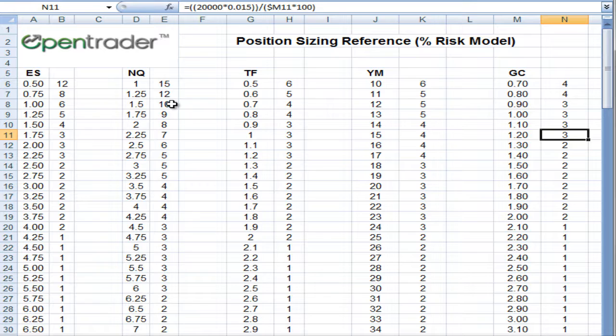So each one's different. Now when you add your own instrument to this page, other than inputting your own account and percent, you just make sure you're using the right point value for the instrument. Now if you're trading stocks, it's simple. You don't need a separate one for each stock. You'll just have the point value is $1. That's it. You won't have a multiplier like 50 or 5 or whatever it is.